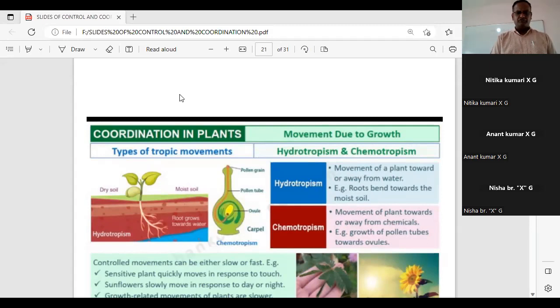That is hydrotropism. Okay, so these are the examples which can tell us.